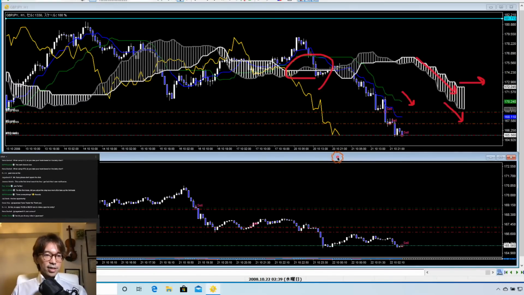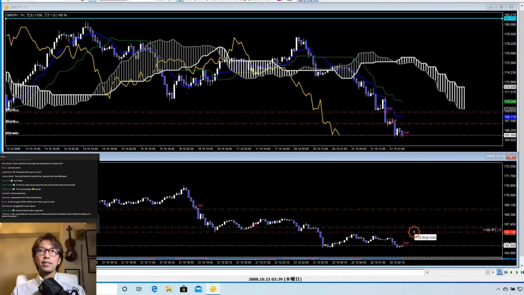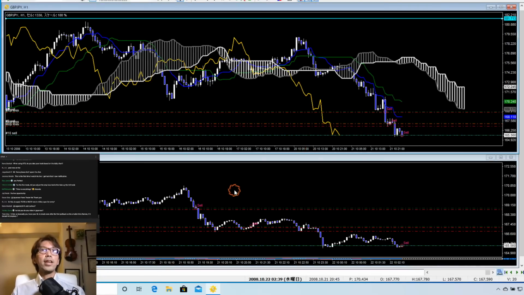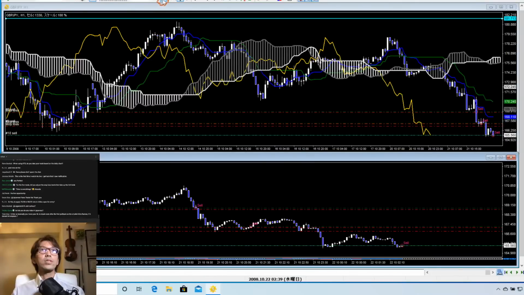All right, so let me keep it running a little bit more. I look at the 5, and I took a sell here at 165.560, and I put the stop loss slightly above the recent high in this area. Let me keep it running a little bit more. I will run it based on the 5, so just keep watching.